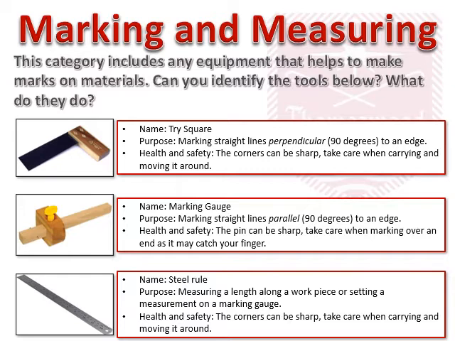So marking and measuring. This is anything that helps mark out measurements, lines, things we're going to cut, things we're going to drill, stuff like that. So first one up is the tri-square, and it is used to make 90-degree lines to an edge. Health and safety, corners can be sharp. Obviously, you don't want to be throwing it around or being silly with it.